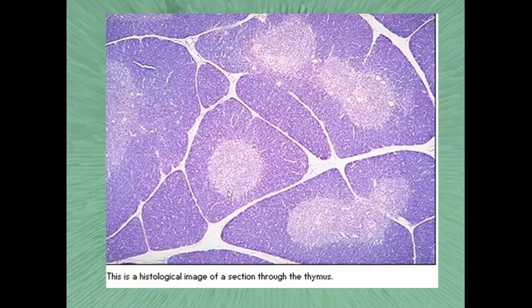Histologically, it is covered by the capsule outside, which gives off the septa or trabeculae separating the lobes of the thymus into the lobules. Inside of these lobules, the peripheral part is cortex, and the central is medulla. And inside of the trabeculae we can see the special epithelial cells producing the thymic hormones.